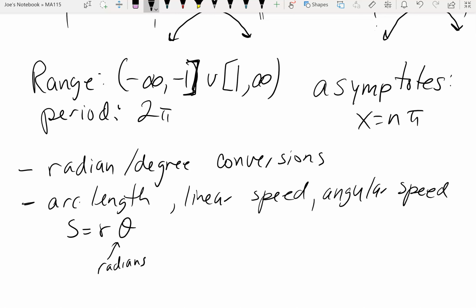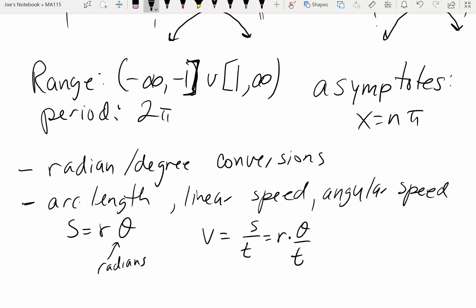Your linear speed, I just refer to it as a velocity, a v. Remember, that's your arc length over time, or your radius times theta over t. How far did it travel per unit time? That's linear speed. So the arc length gives you how far it traveled.